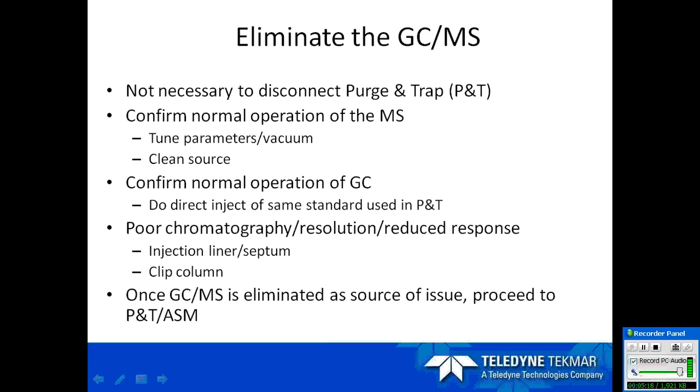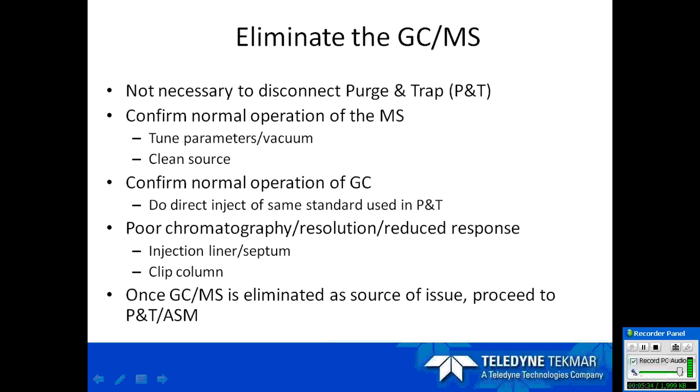This can also help eliminate problems with the mass spec. And then after you eliminate the problem with the mass spec, you can move on to confirming the normal operation of the GC. For that, you want to do a direct inject to the same center that you use in your Purge and Trap concentrator.